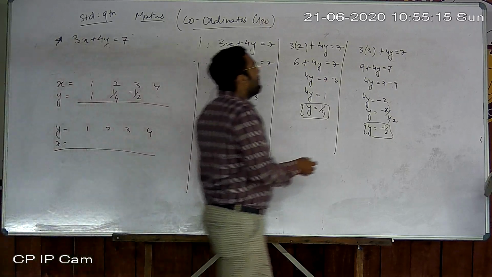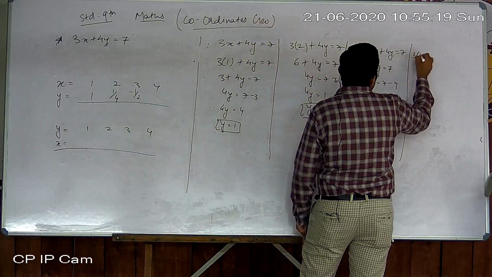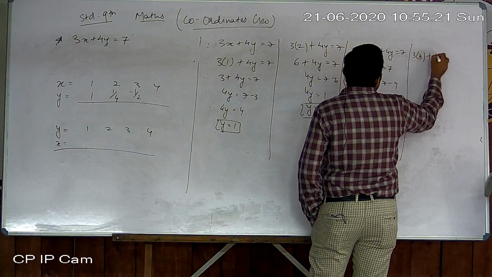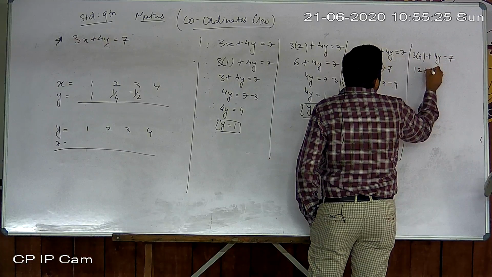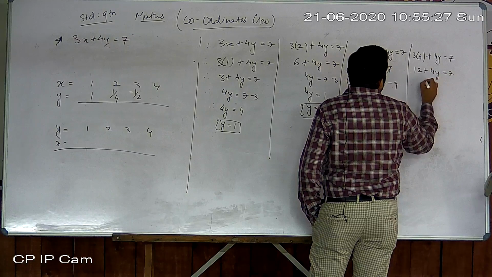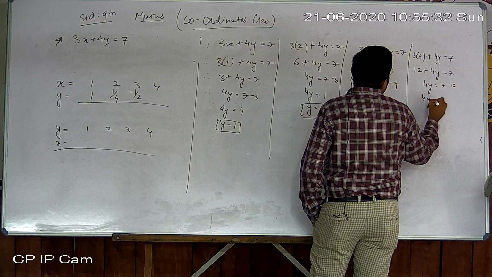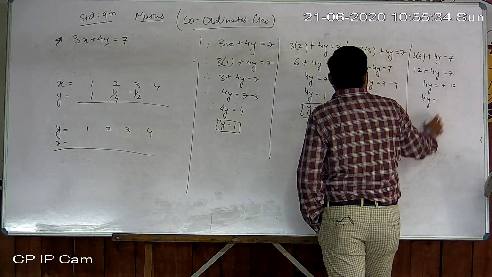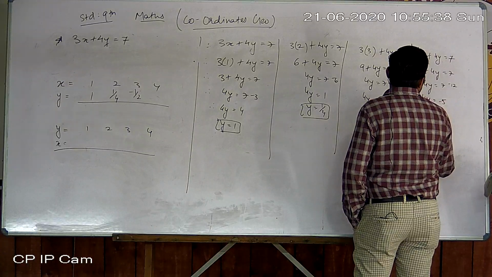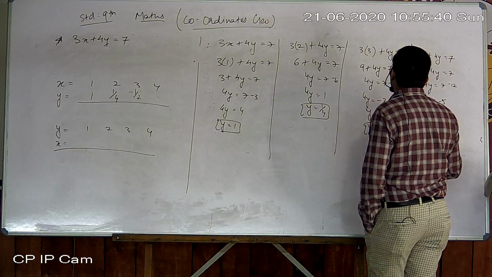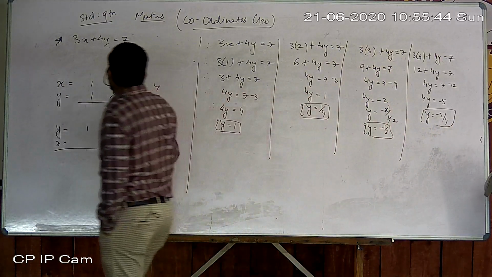And now I put the value of x as 4, that is 3 into 4 plus 4y equal to 7, that is 12 plus 4y equal to 7, that is 4y equal to 7 minus 12, that is 4y equal to minus 5, that is y equal to minus 5 by 4. Okay, that is y equal to minus 5 by 4.